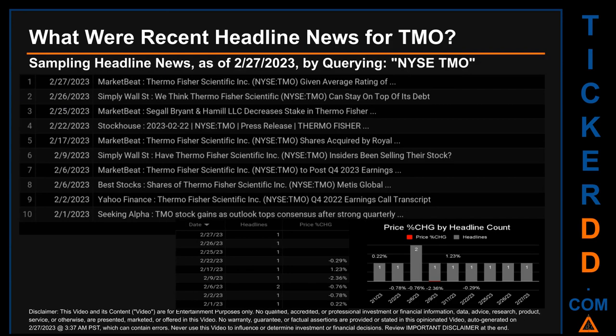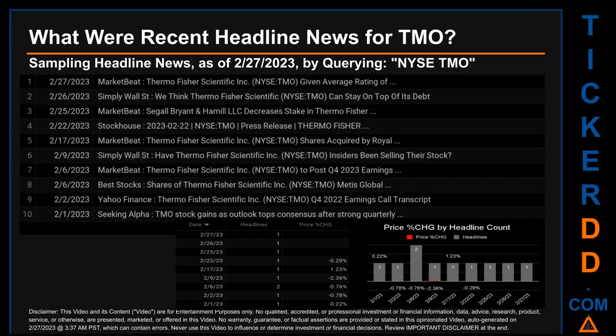The latest publication was actually today, Monday, February 27, 2023, when MarketBeat published the headline that read, Thermo Fisher Scientific given average rating of. The oldest publication was on Wednesday, February 1, 2023, 26 days ago, when Seeking Alpha published the headline that read, TMO stock gains as outlook tops consensus after strong quarterly.